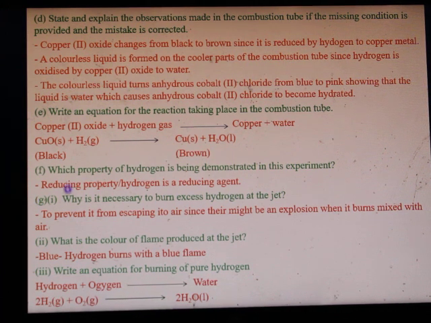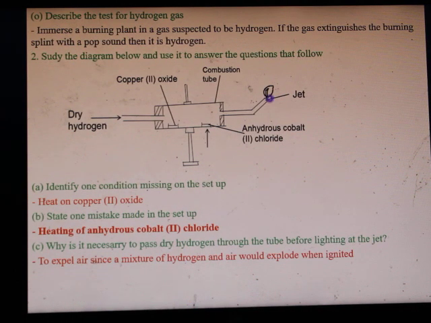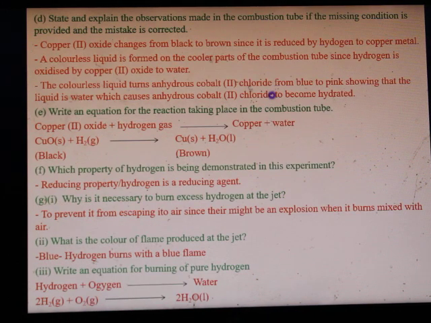G Roman 1, why is it necessary to burn excess hydrogen at the jet? Remember, if I take you back to the setup, at the jet, excess hydrogen is being burned here. Why should it be burned? And the reason is to prevent it from escaping into air, since there might be an explosion when it is mixed with air. Then what is the color of flame produced at the jet? What is the color of flame produced when hydrogen burns? The flame is blue. That is because hydrogen burns with a blue flame.